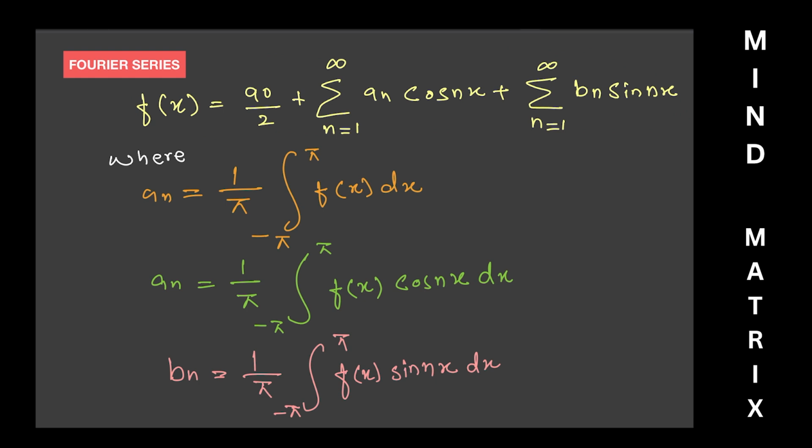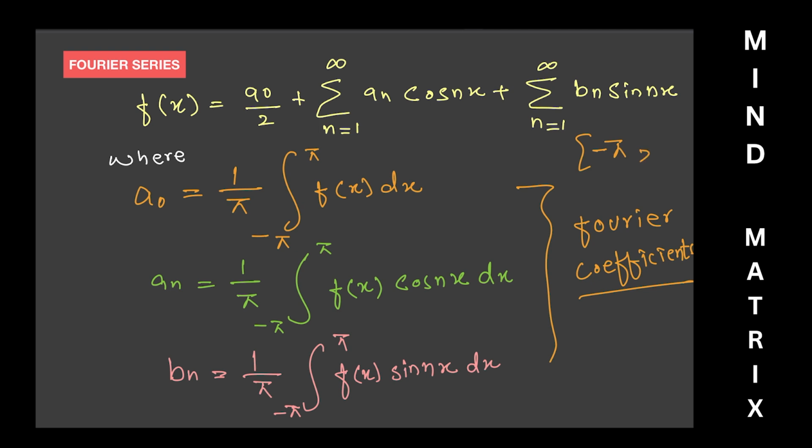Now in this formula, the values of a₀, aₙ and bₙ are as follows. The value of a₀ is 1/π times the integration from −π to π of f(x) dx. Similarly, the value of aₙ is 1/π times the integration from −π to π of f(x) cos nx dx. And in the third, bₙ equals 1/π times the integration from −π to π of f(x) sin nx dx. These three values are known as Fourier coefficients on the interval from −π to π.